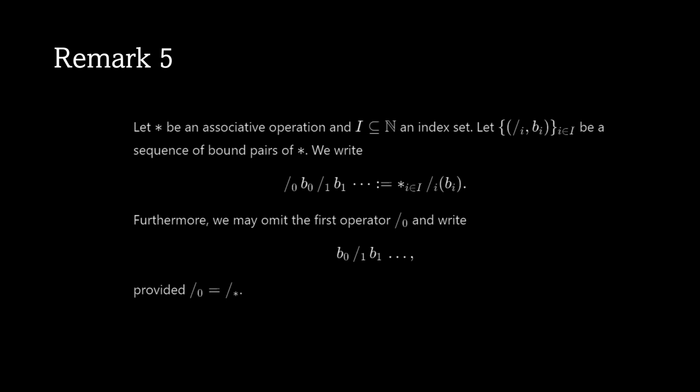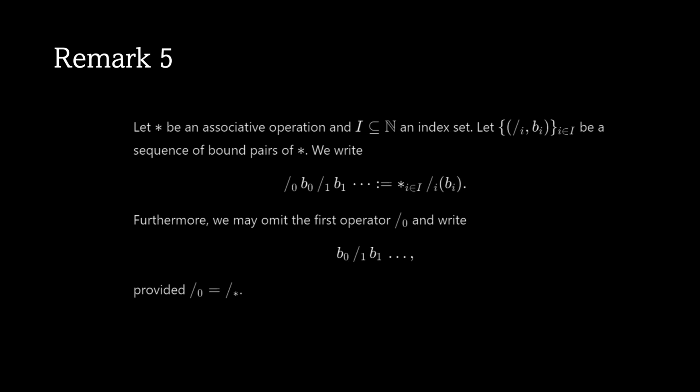So this is just giving us that familiar notation that we'd like when we were writing down these sequences of bound pairs. Furthermore, we may omit the first operator, slash sub 0, and just simply write b sub 0, slash sub 1, b sub 1, etc., provided slash sub 0 is equal to slash sub star. So what we're saying is if the first operator is the identity function, so it has no impact on the final result, then we can just go ahead and omit that entirely. So that resembles that familiar idea where if the first unary operator you have has no effect, you can just go ahead and omit that.